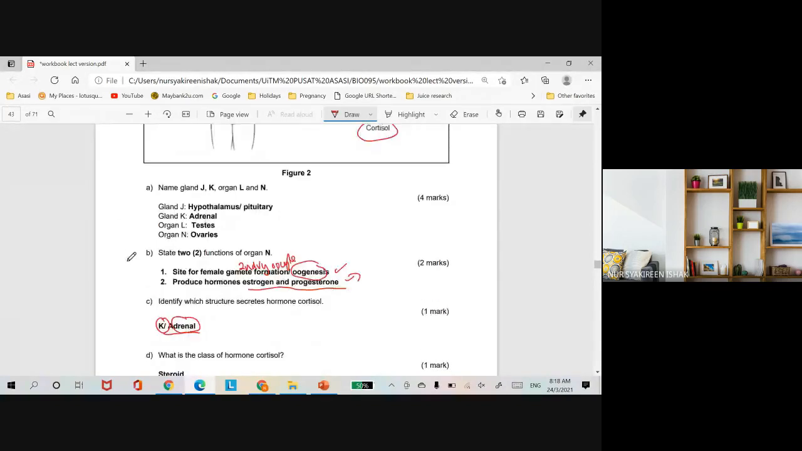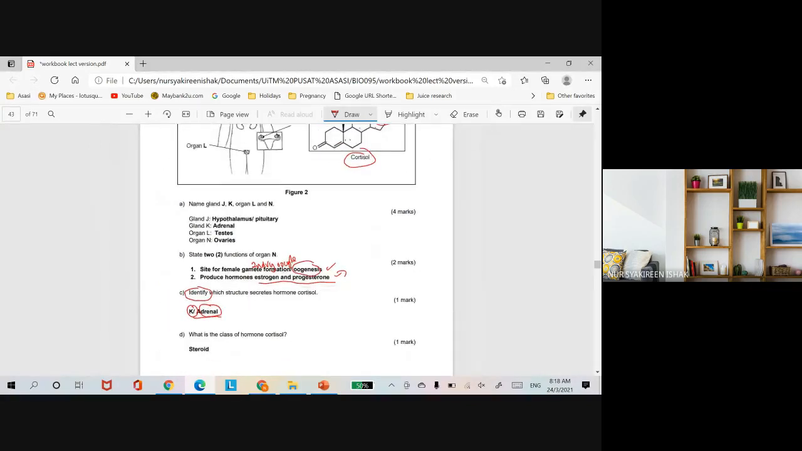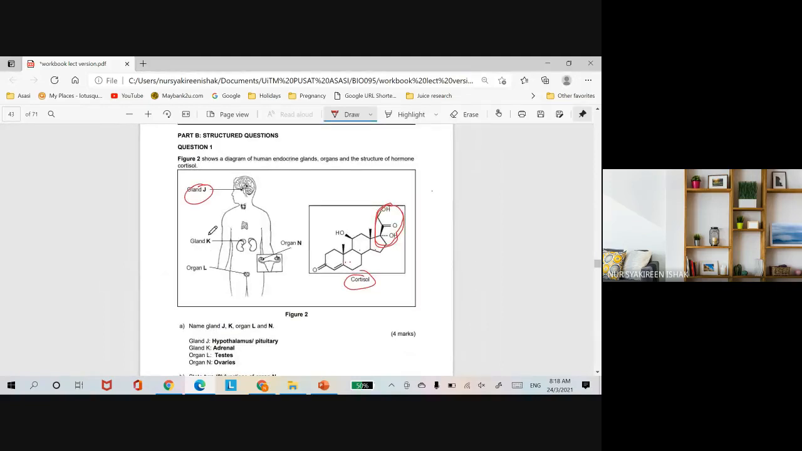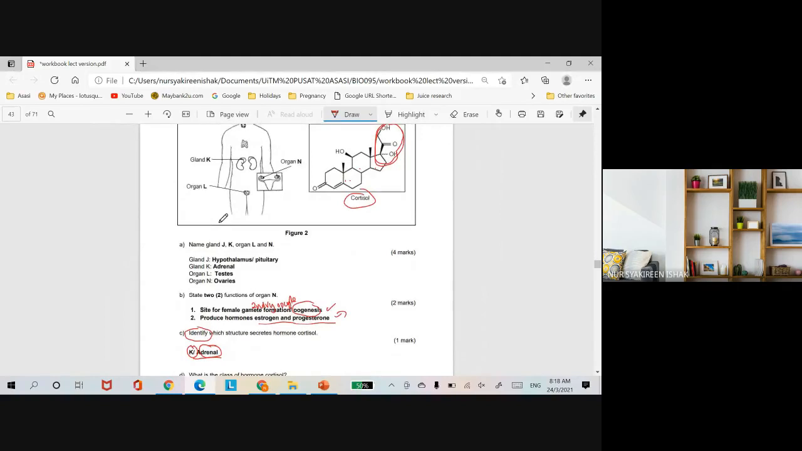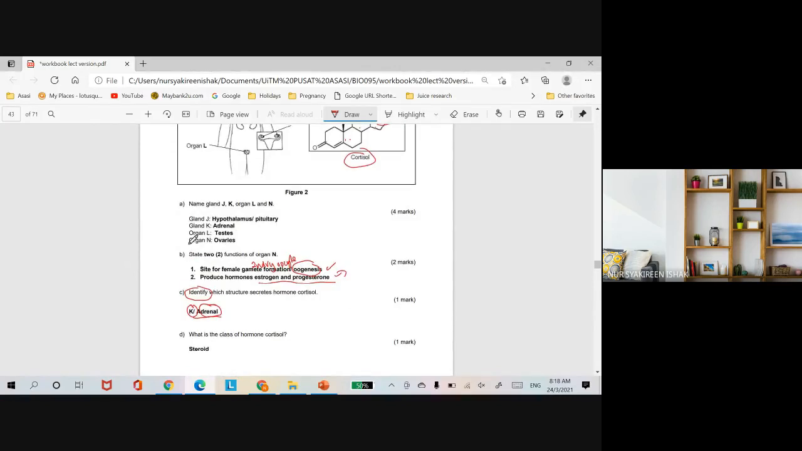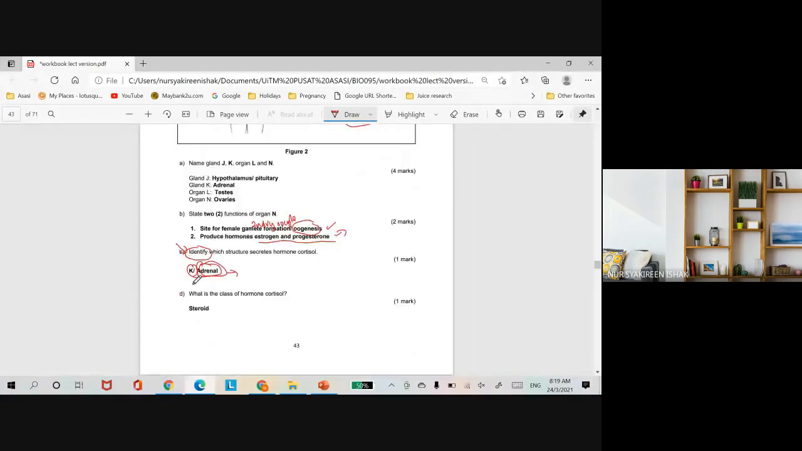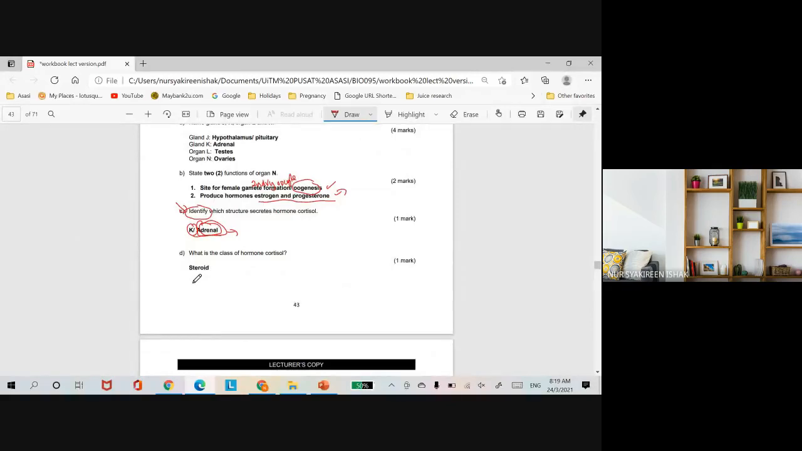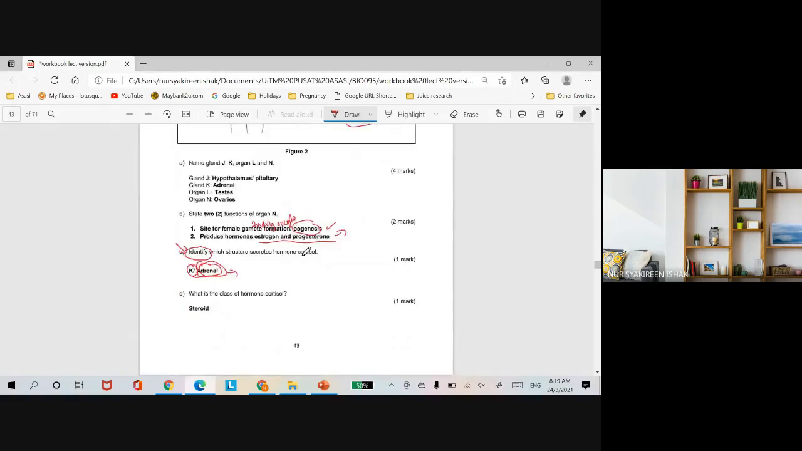So look at the keyword here: identify the structure that secretes cortisol. Why is the answer K correct? Because it only asks you to identify, so by writing K you get the marks. But if the question says name the gland that secretes the hormone cortisol, then you have to write adrenal gland or adrenal cortex. So you must know the difference between the questions. If it asks you to identify, you can just write the letter, but if the question asks you to name the specific organ, you have to give the name. Okay, so D, what is the class of hormone cortisol? As you can see, it is steroid. So you have to know the difference.